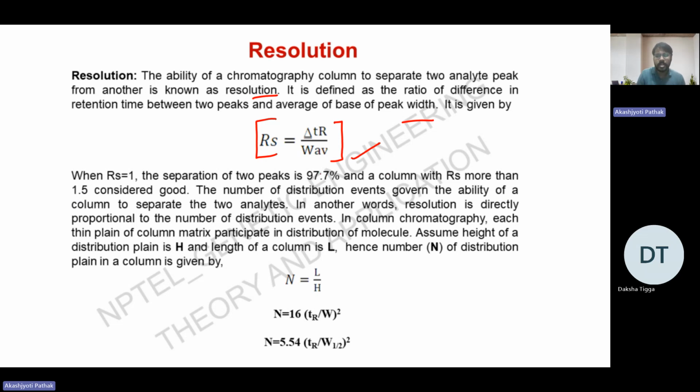So a higher resolution value means that the column is better, because that column is able to separate very similar molecules very efficiently. The number of distribution events governs the ability of a column to separate the two analytes. In other words, resolution is directly proportional to the number of distribution events. There is one concept of theoretical plates that has not been covered in much detail, but just understand this: in column chromatography, the column is considered to have several plates, and these plates participate in the distribution of molecules. These plates have a particular height.